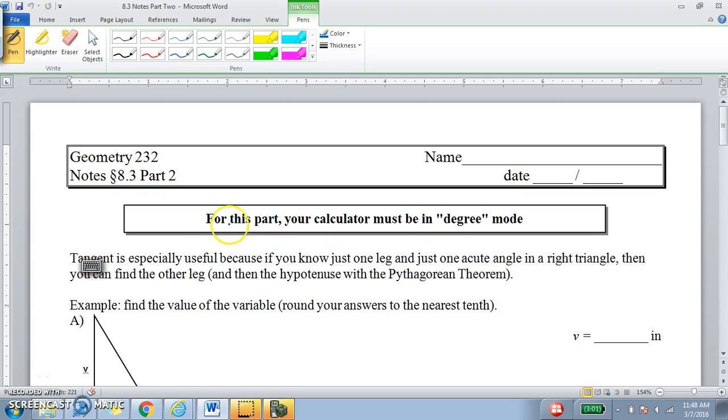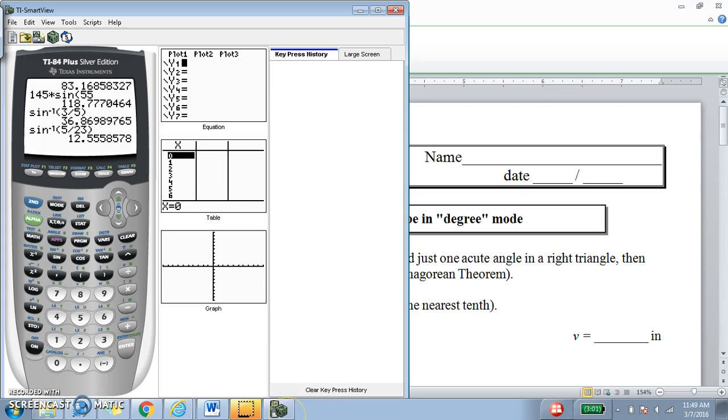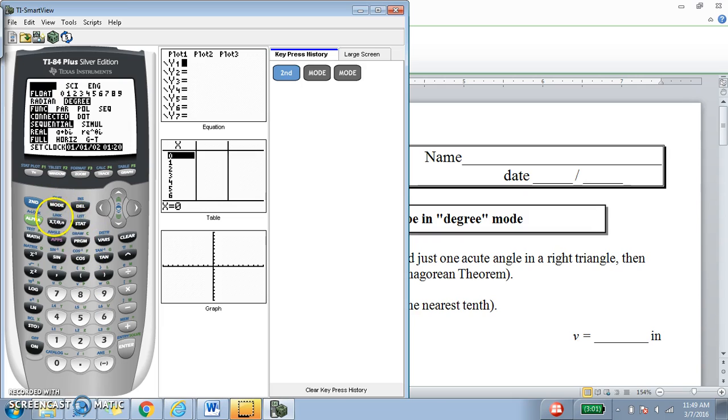So, one important thing for this section, for this whole chapter, is to make sure your calculator is in degree mode when you're using it. If you don't know how to check that on your calculator, you hit the second button and then mode. Third row down, approximately, if you have a newer calculator, it might be the fourth or fifth row. Where it says radians and degrees, you want to make sure the degree word is highlighted. If degree is highlighted, you're good to go.